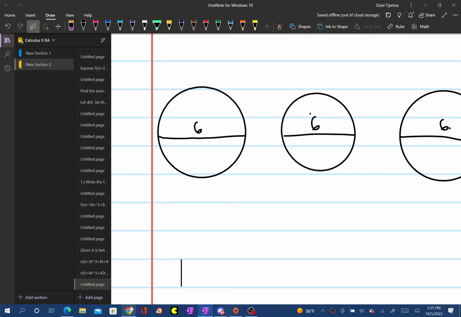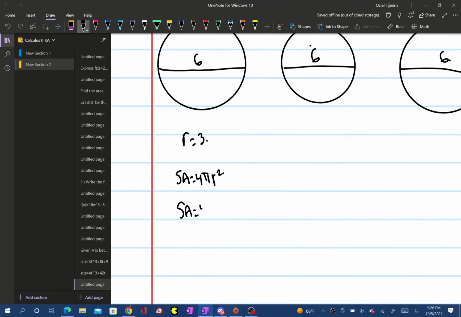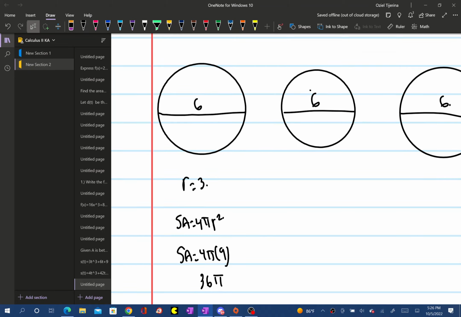A sphere. So the radius is 3, and the surface area is 4 pi r cubed. Or, I'm sorry, 4 pi r squared. So it'd be 4 pi times 9, which is 36 pi. That's the surface area of one of the pies, okay?